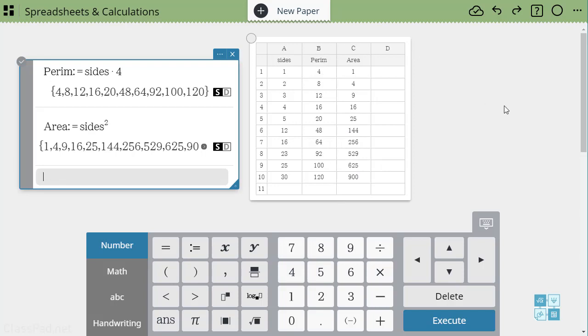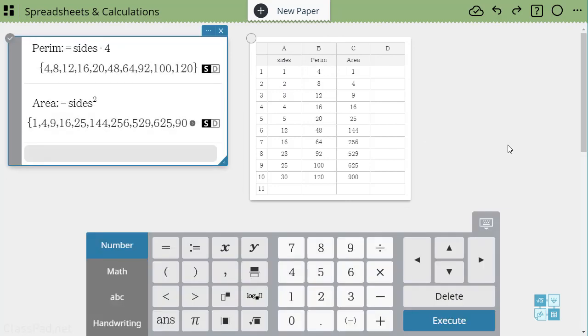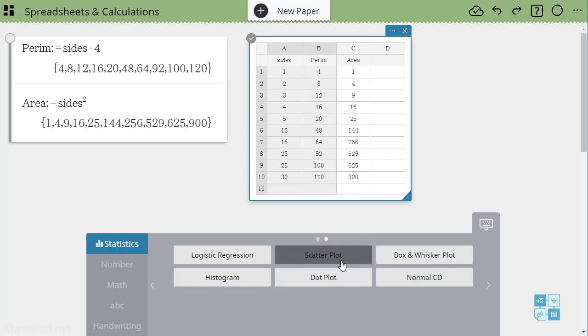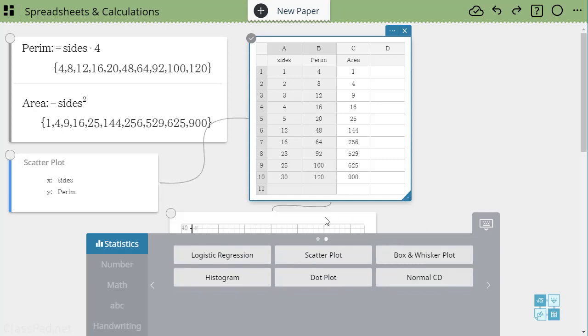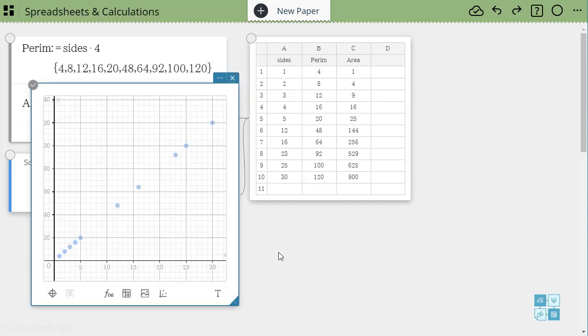I can now make some statistical plots. And in this particular example, what might we be interested in looking at? Like the relationship between sides and perimeter. So let's make a scatter plot of sides and perimeter. So when I go over to my scatter plot, I'm going to see a visualization of my sides and perimeter here, right? So let's move that up so we can see it a little better. And it's linear, as we expected, right? Because we just did a linear calculation, 4 times sides.